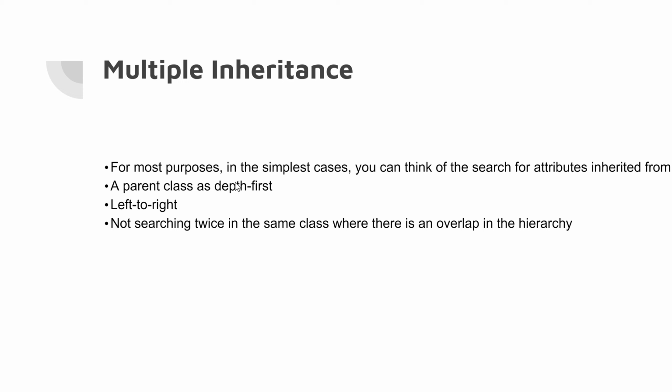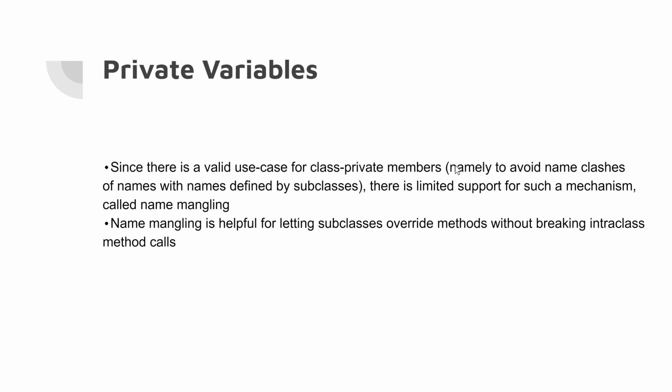Multiple inheritance. For most purposes, you can think of the search for attributes inherited from a parent class as depth-first, left-to-right, not searching twice in the same class where there is an overlap in the hierarchy.